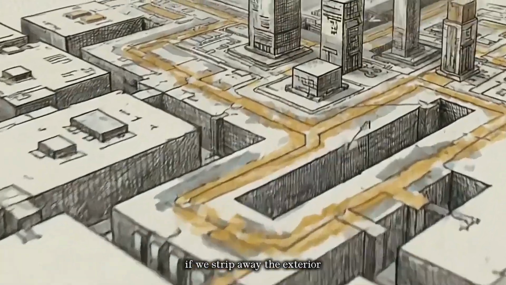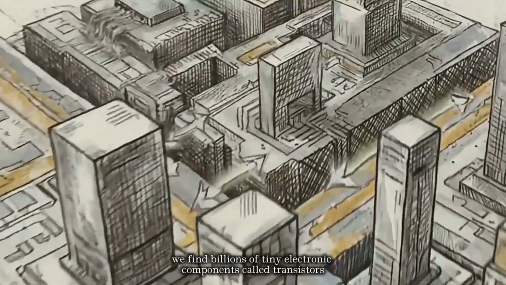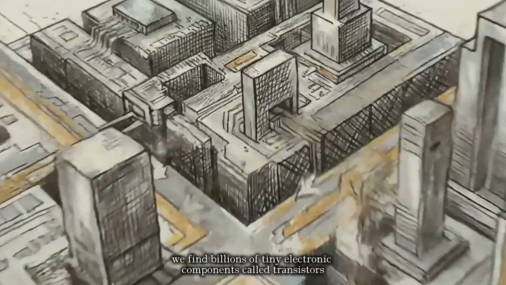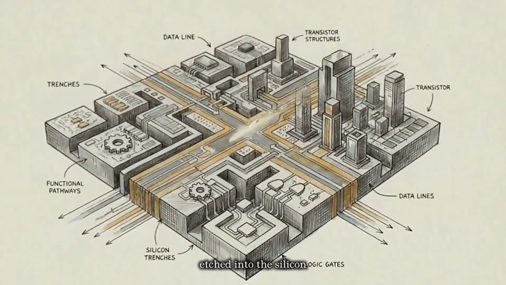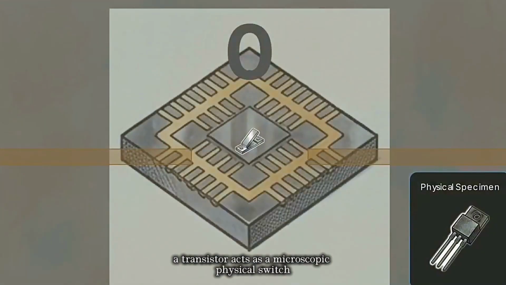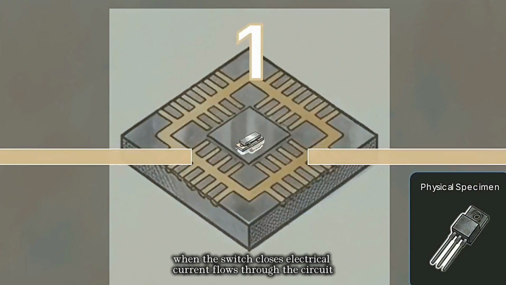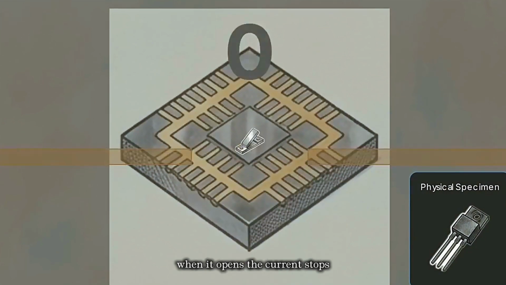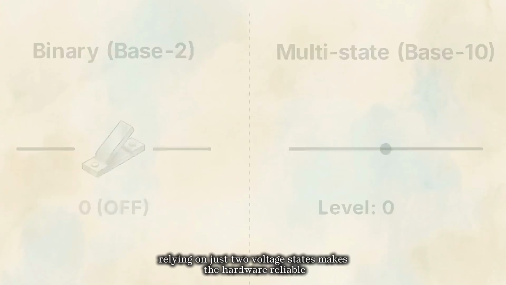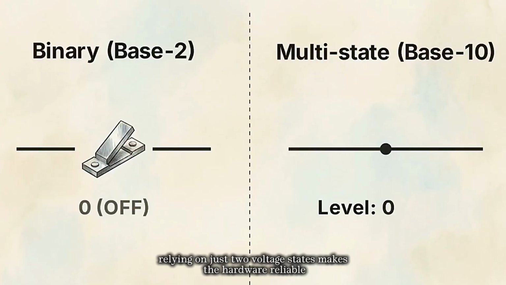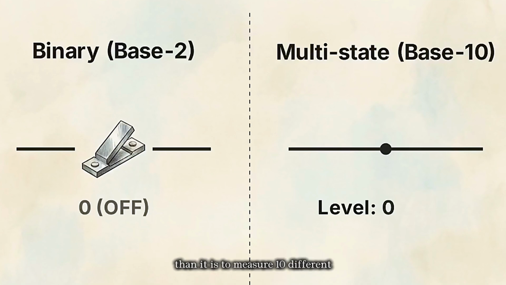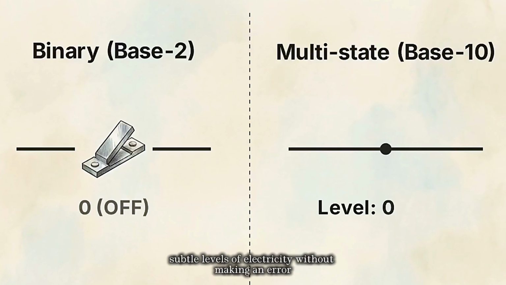If we strip away the exterior, we find billions of tiny electronic components called transistors etched into the silicon. A transistor acts as a microscopic physical switch. When the switch closes, electrical current flows through the circuit. When it opens, the current stops. Relying on just two voltage states makes the hardware reliable. It is easier to detect whether a wire has voltage or not than it is to measure 10 different subtle levels of electricity without making an error.